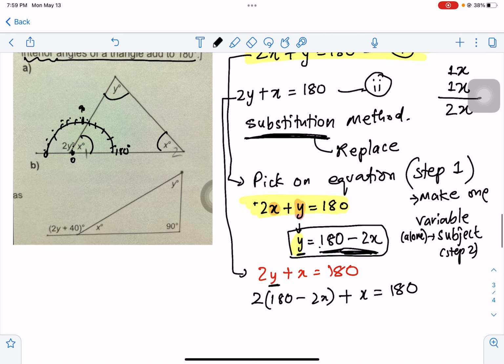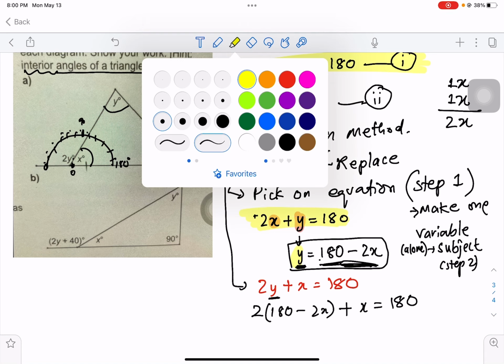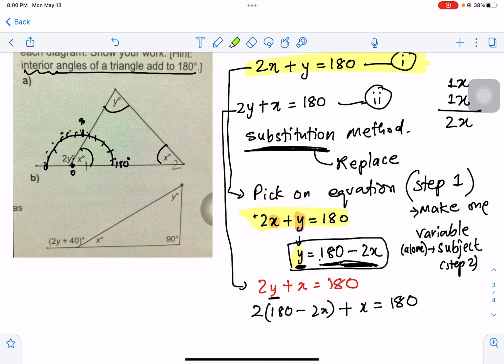When you replace the variable which you made the subject, you will notice that in that equation there will be only one unknown variable, only x terms in the equation, right? So that is the advantage we have when you replace.